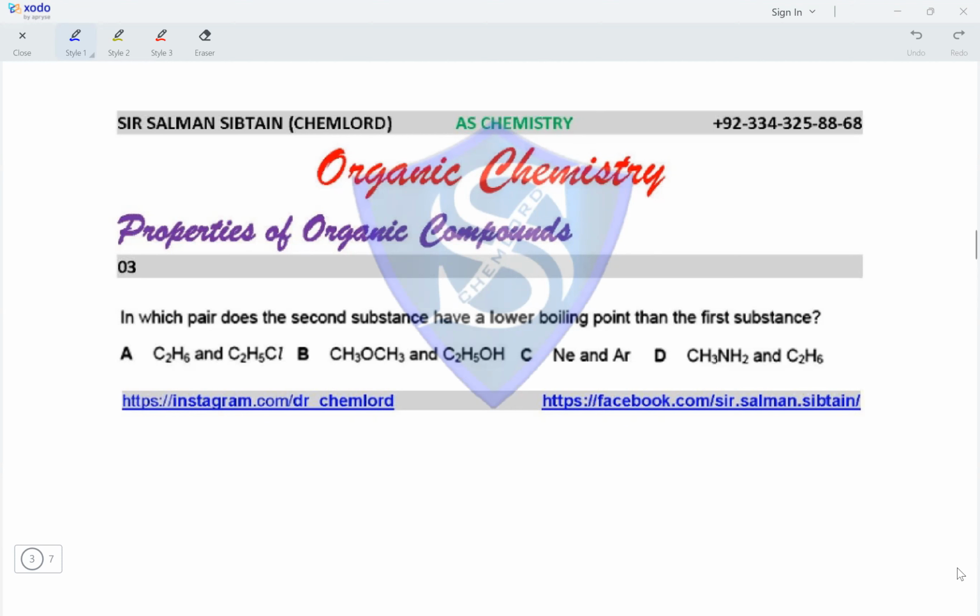In D, CH3NH2 is an amine which would have hydrogen bonding present between its molecules, while C2H6 is an alkane which would have London's dispersion forces. So London's dispersion forces are weaker than hydrogen bonding, making C2H6 a molecule with a lower boiling point than CH3NH2, which makes option D the correct option for this question.